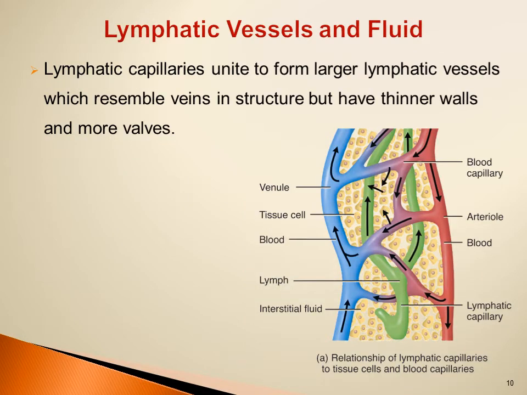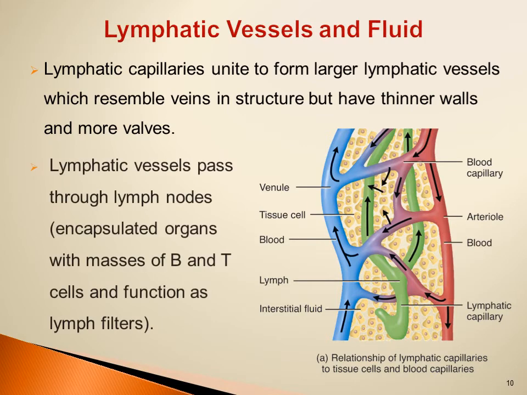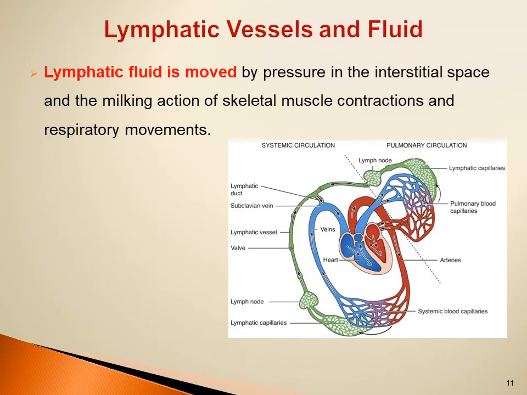The lymphatic capillaries unite to form larger lymphatic vessels which resemble veins in structure but have thinner walls and more valves. Lymphatic vessels pass through lymph nodes, and the lymph nodes are encapsulated organs with masses of B and T lymphocytes and function as lymph filters. And we'll discuss them in more detail in one of the coming slides.